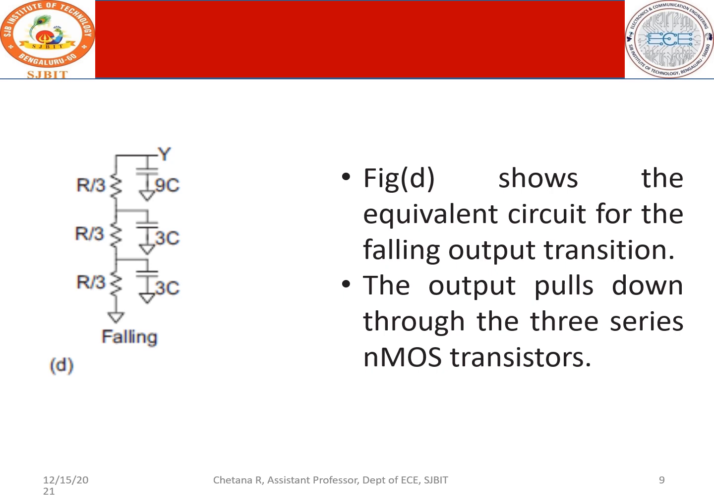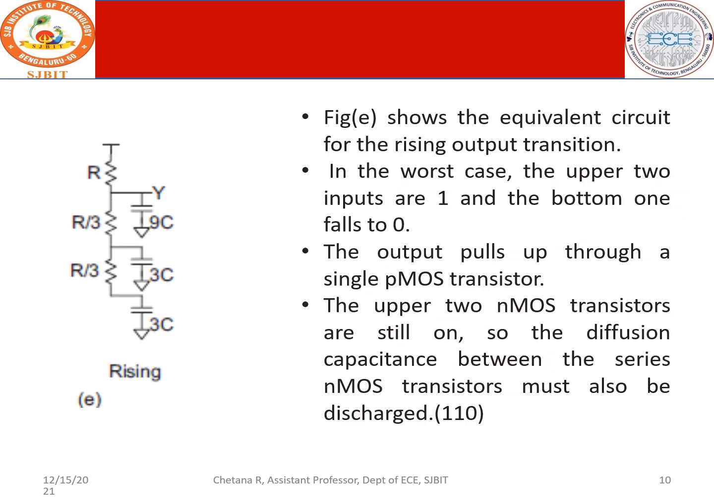So now I have to replace the transistor with a resistor and a switch. Here I simply consider the resistor, and the ratio was given to be 3. Therefore, it is R by 3, R by 3, R by 3. The capacitances remain 3C, 3C. Since this has the bulk of the top PMOS transistors, this capacitance is equal to 9C. So this is the equivalent circuit for the falling output transition, and this is how we have the representation.